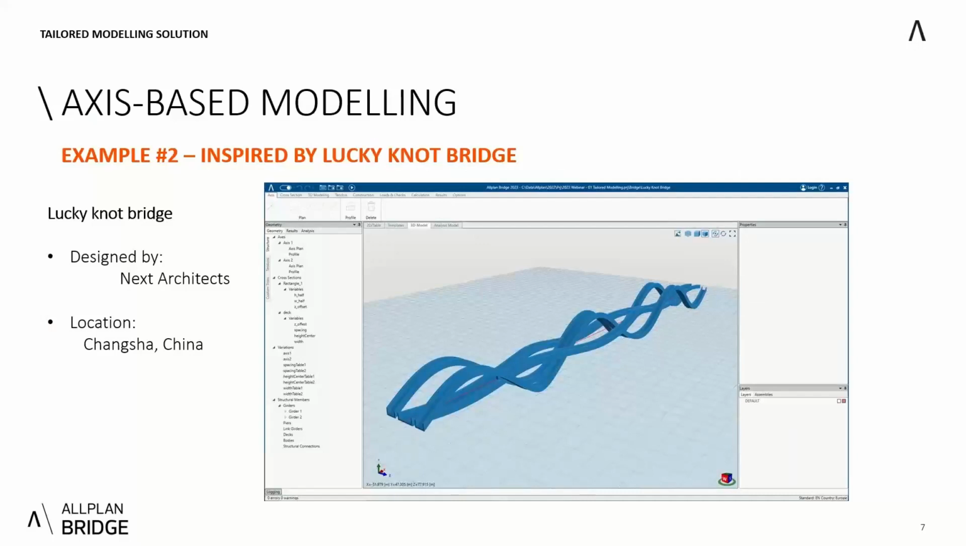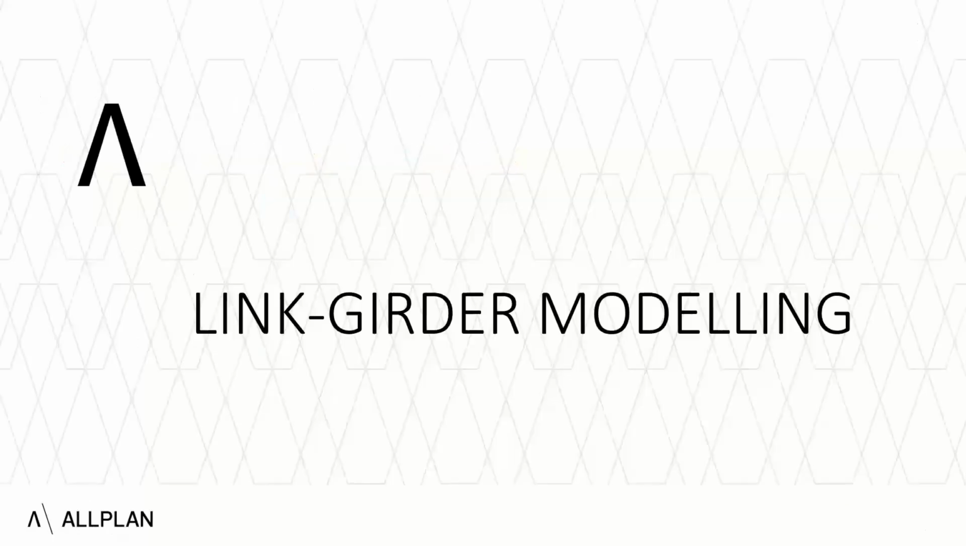Going back to the slide, we saw this for the axis-based modeling, where the focus was on creating an axis and on providing a right cross-section. Then by applying variations to the cross-section, we can create different shapes and different outputs. The second modeling technique that can be used in Alpine Bridge is the Link-Girder modeling.